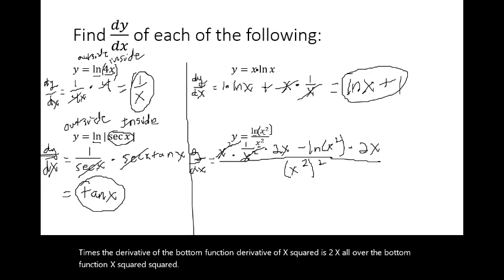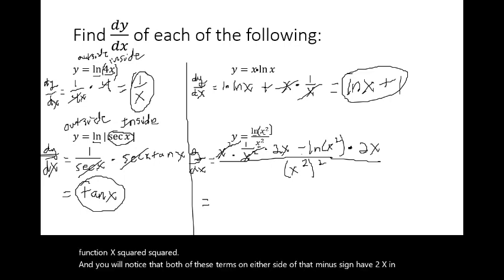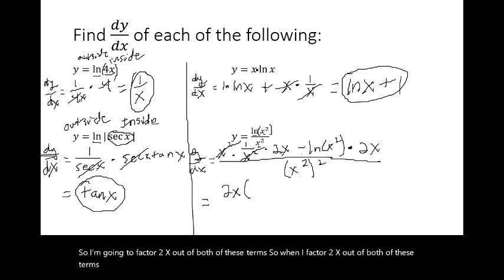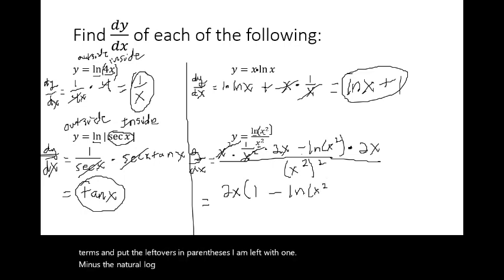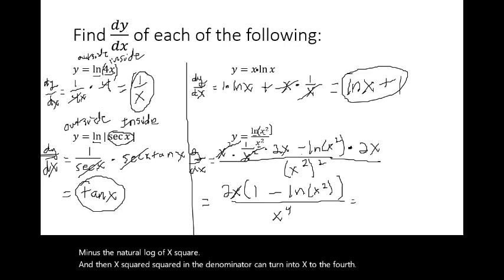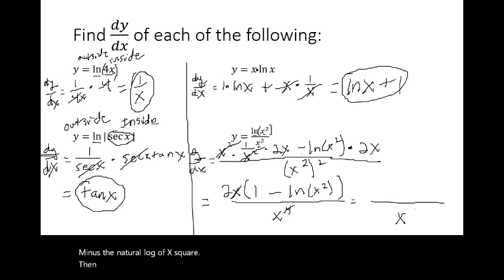And you will notice that both of these terms on either side of that minus sign have a 2x in them. So I'm going to factor a 2x out of both of these terms. So when I factor a 2x out of both of these terms and put the leftovers in parentheses, I am left with 1 minus the natural log of x squared. And then x squared squared in the denominator can turn into x to the 4th. Then this x here in the numerator can cancel out with one of these x's in the denominator. So in the denominator, we will be left with x cubed, and then that just turns into a 2.